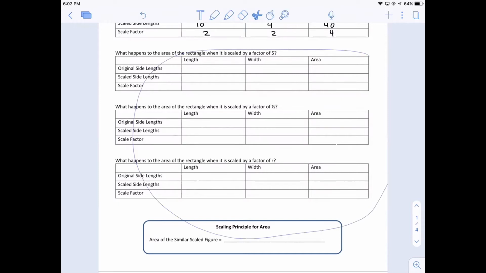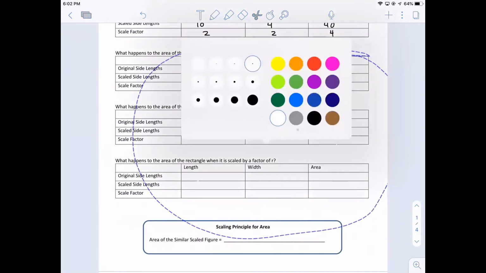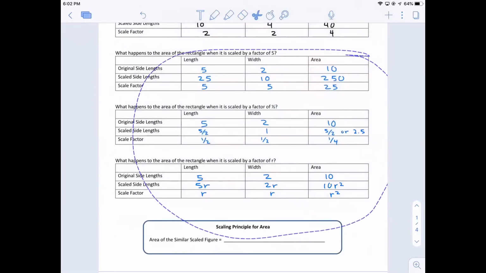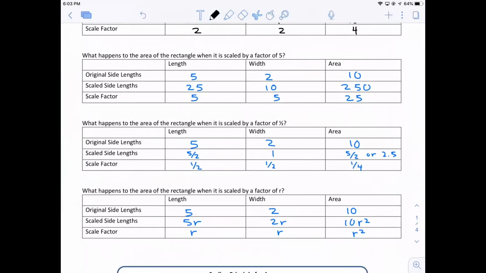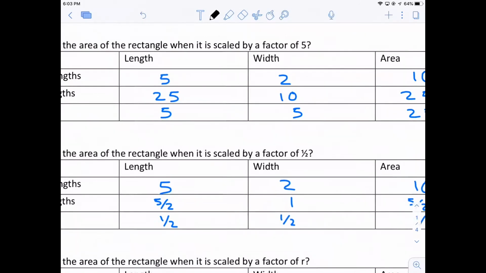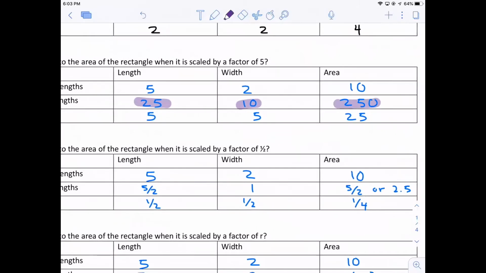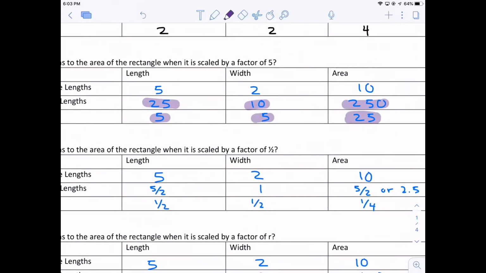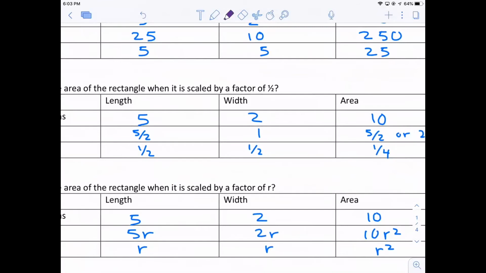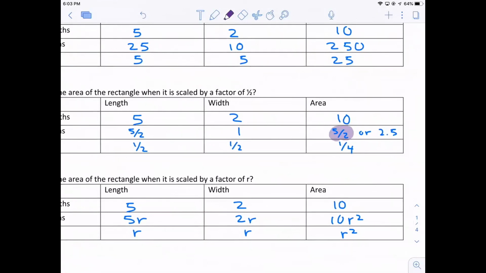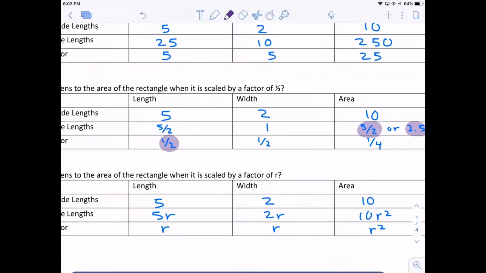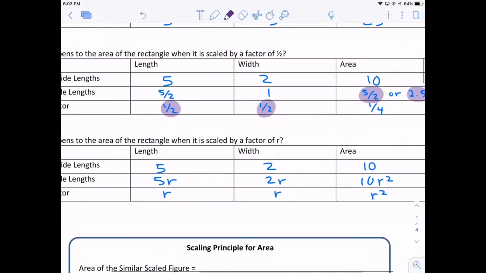All right, so hopefully you finished that, and let's take a look. It should look something like this. It's going to be 5, 2, and 10 for all of them on the first one. That's our original rectangle. When we scale by a factor of 5, the length becomes 25, width becomes 10, area is 250. We scaled by 5, and it looks like the areas got multiplied by a factor of 25. When we scaled by a half, our area became 2.5, or 5 halves, and that was a scale factor of a quarter for the area when we scaled by a half in the length and a half in the width.